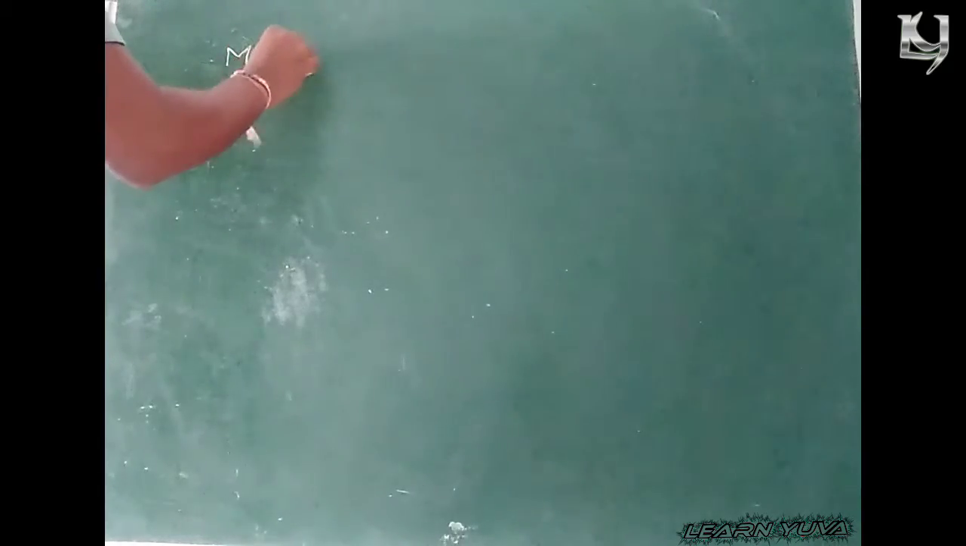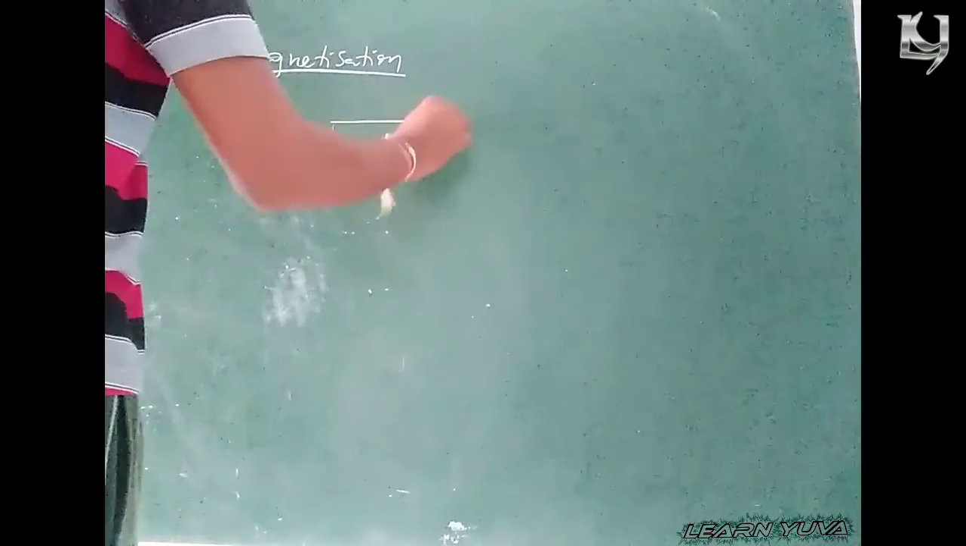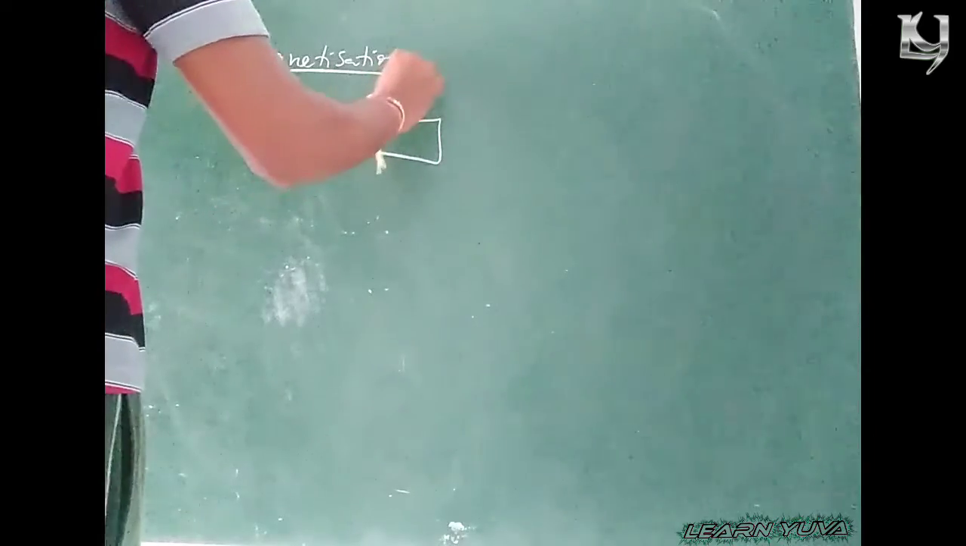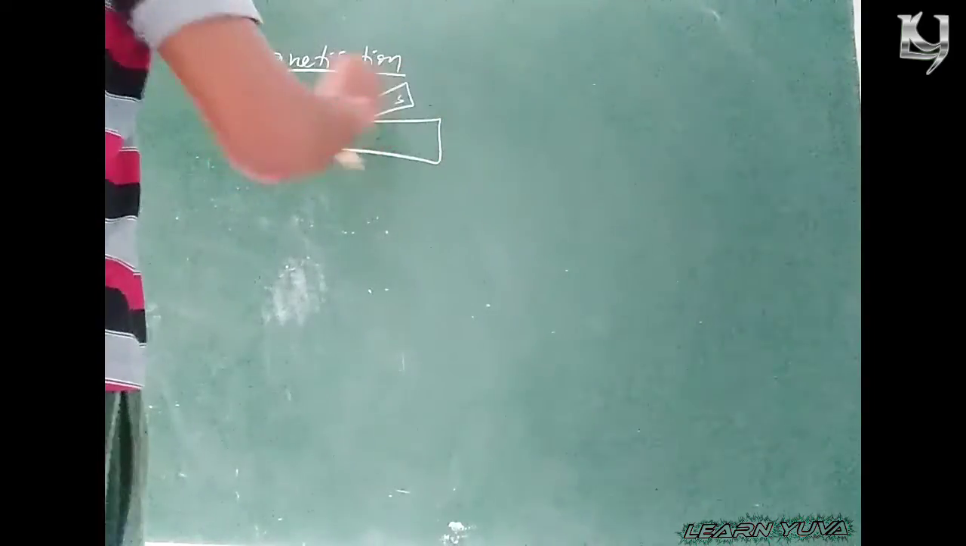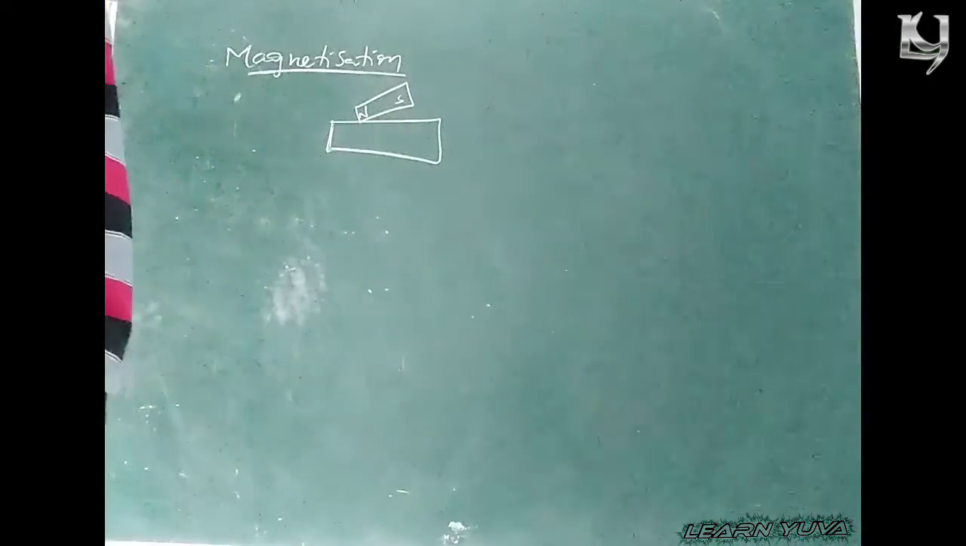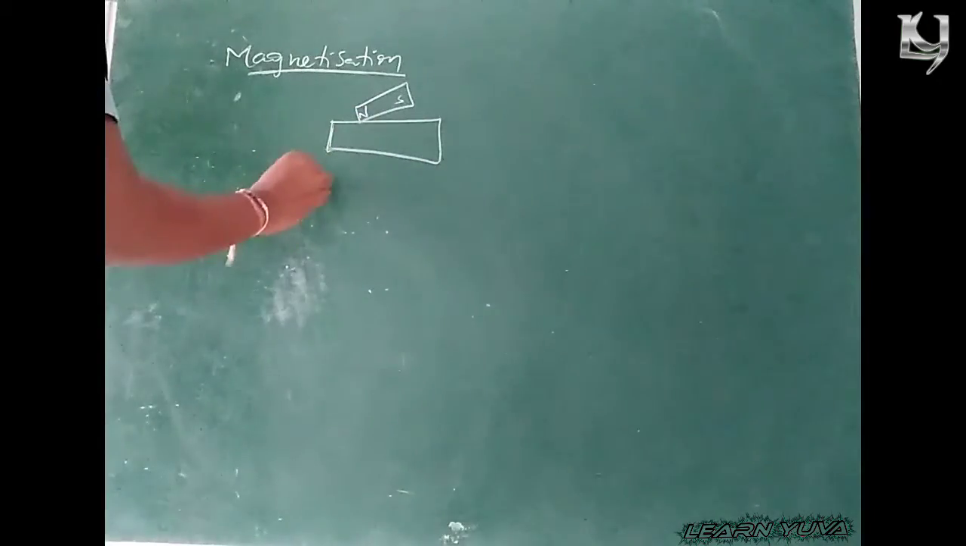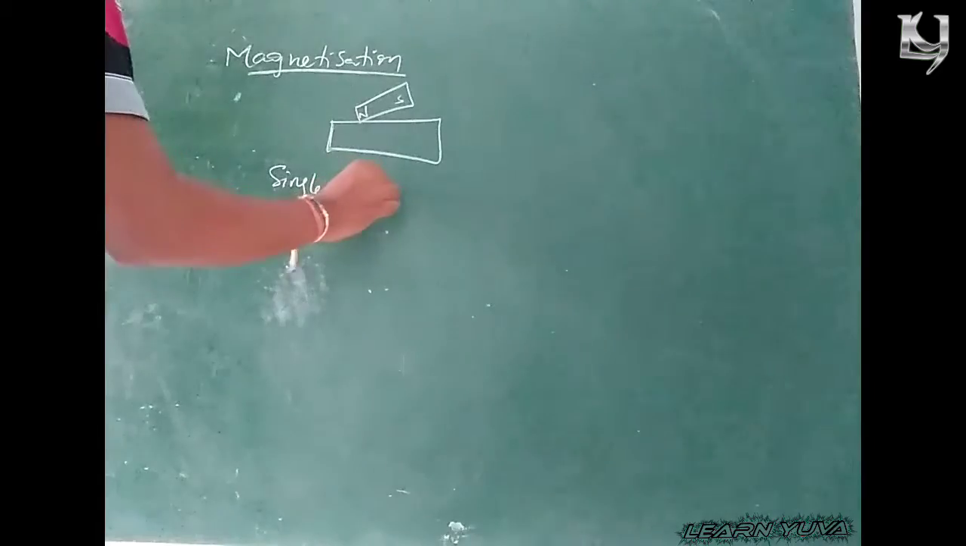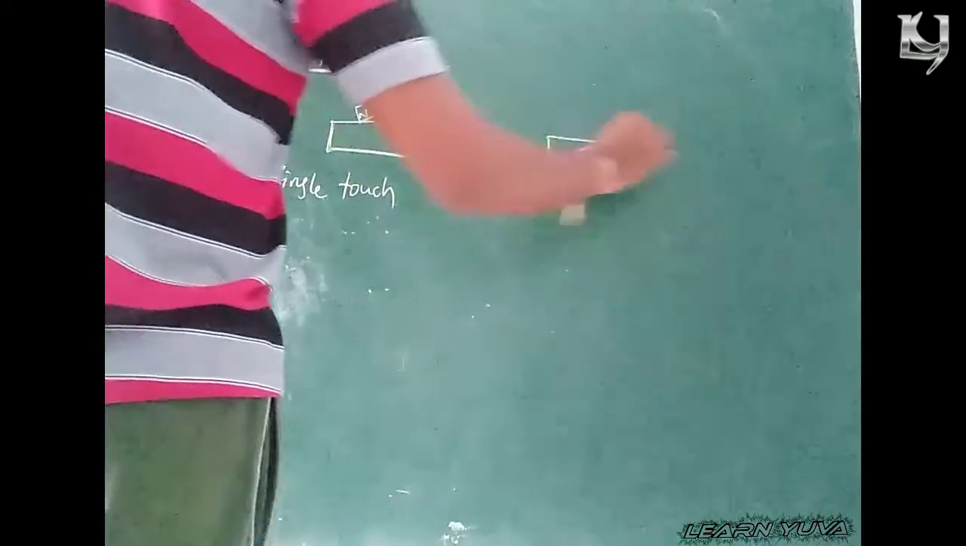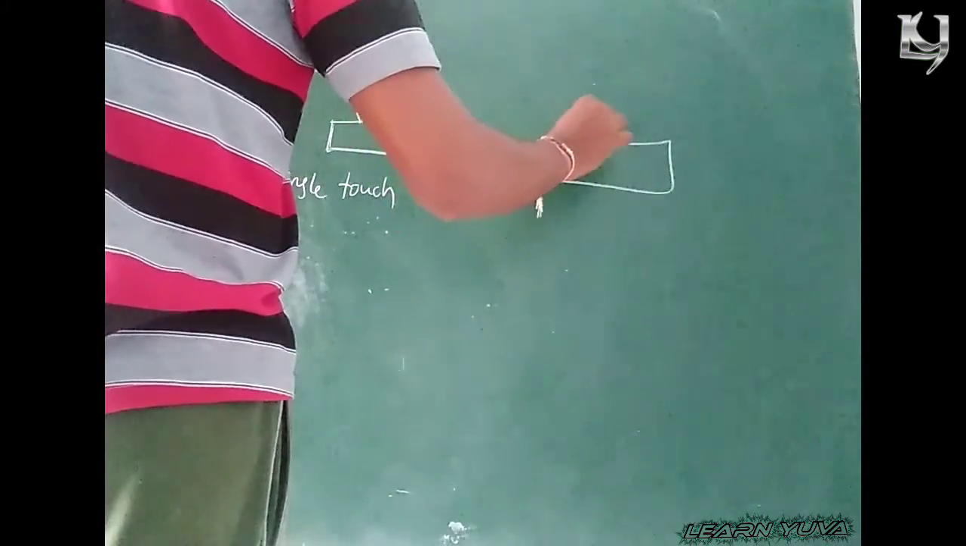Next one is magnetization. Magnetization means in what ways we can make a magnetic material into a magnet. As I already said previously, the single touch method: take a bar magnet with north pole and south pole, and take a magnetic material. Single touch method. Double touch method.